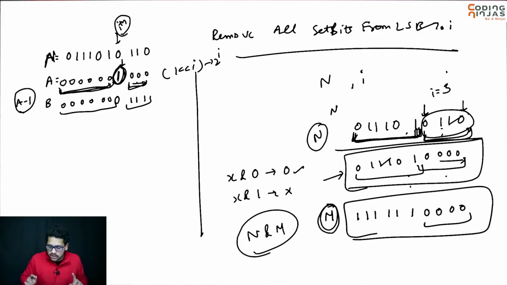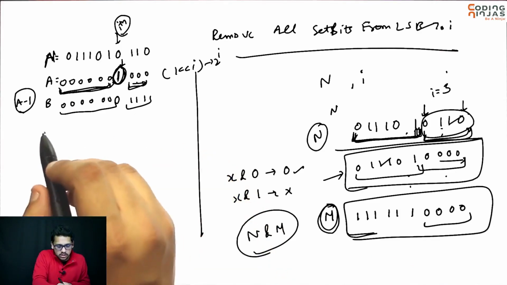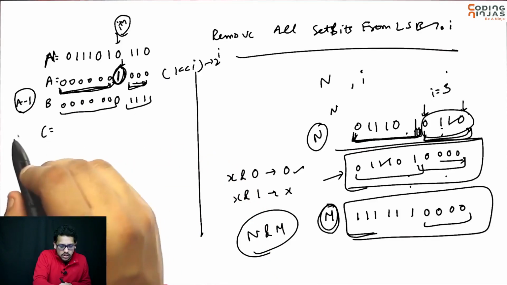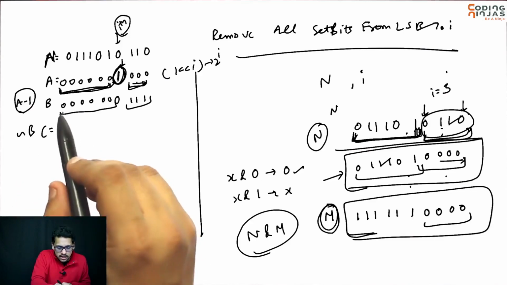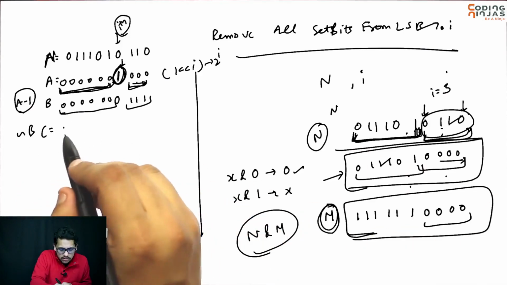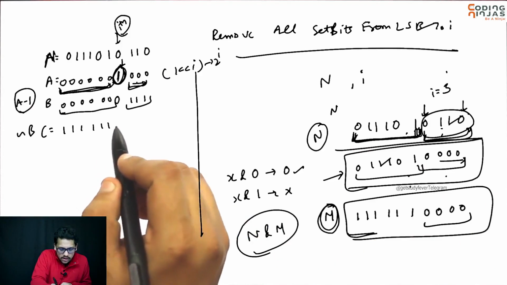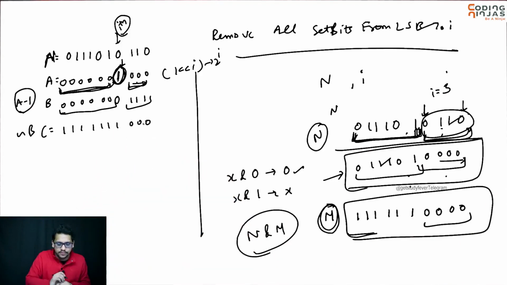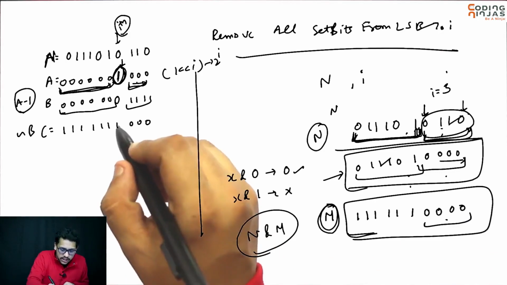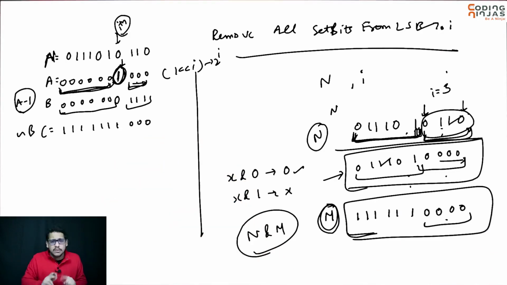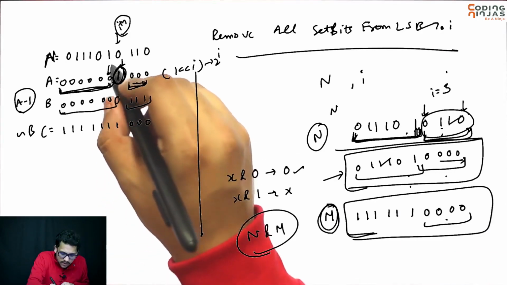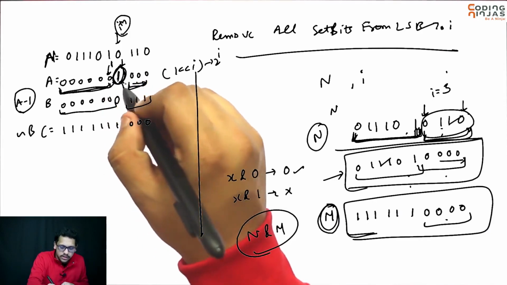If you got A minus 1, for calculating m, I think you can just do what? C is equal to what? Let's say the negation of B. All of them will become inverted, so this will be 1 1 1 1 1 1 1 0 0 0, something like this. You got this? Now you are close to m but not exactly m. So for getting m, you just need this part to be 0.